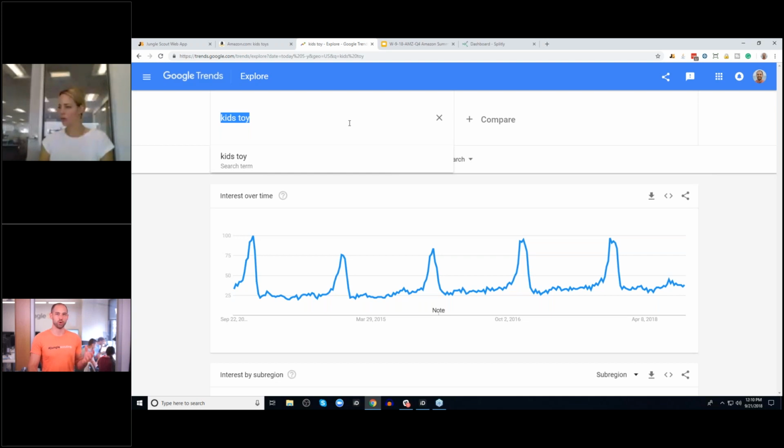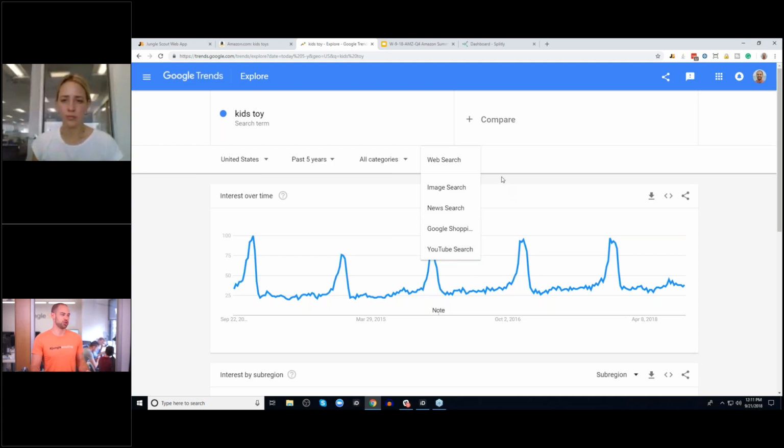Just search Google Trends and this will pop up. I think you can also just go to trends.google.com. But what Google Trends is, is how often these terms are searched, either on the web, on the news, or you can even do YouTube search now. All right, so I went ahead and put in a search term here.